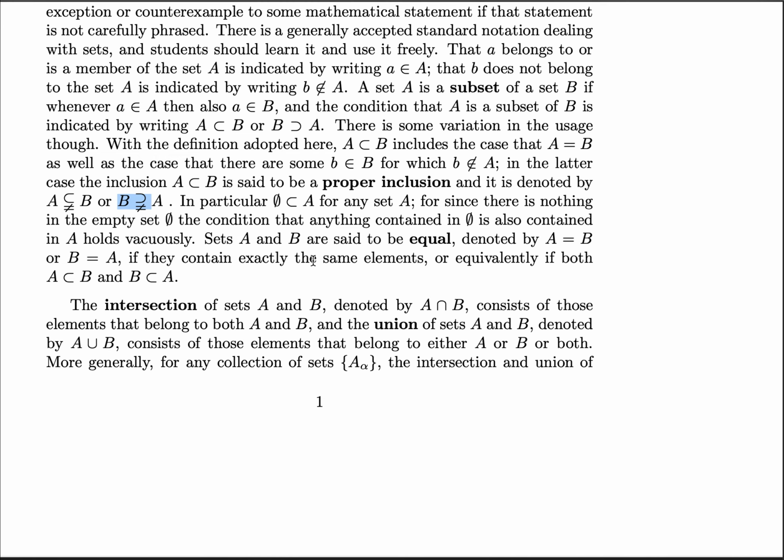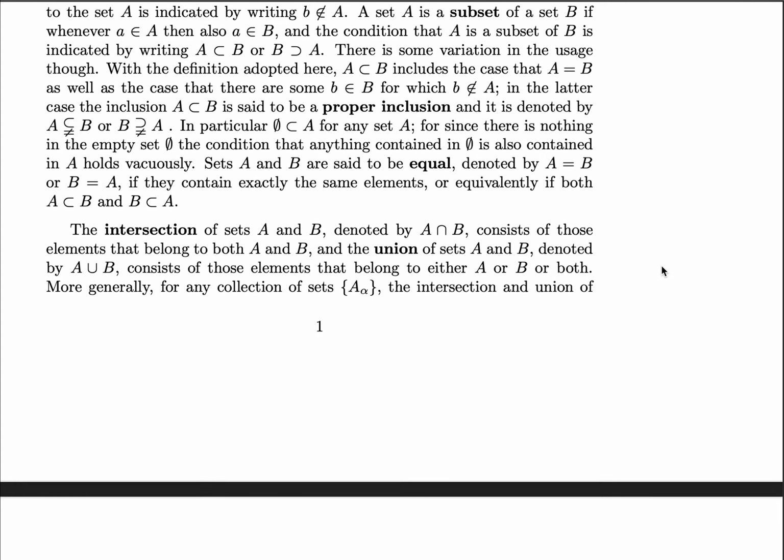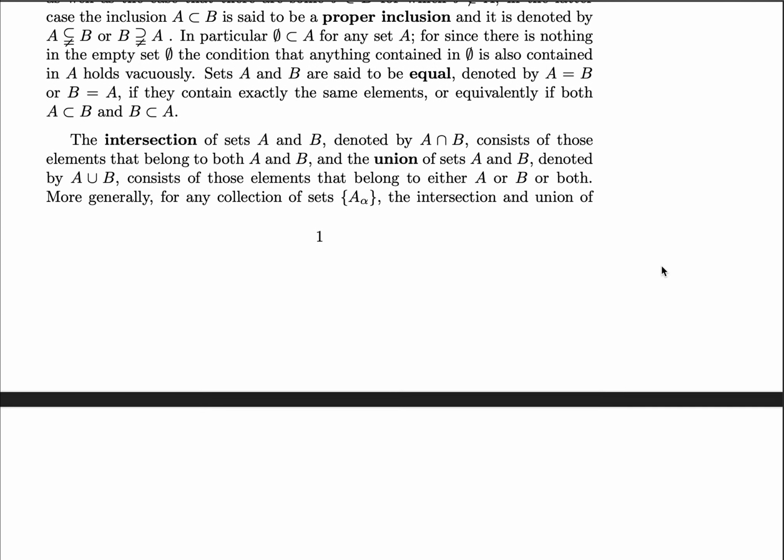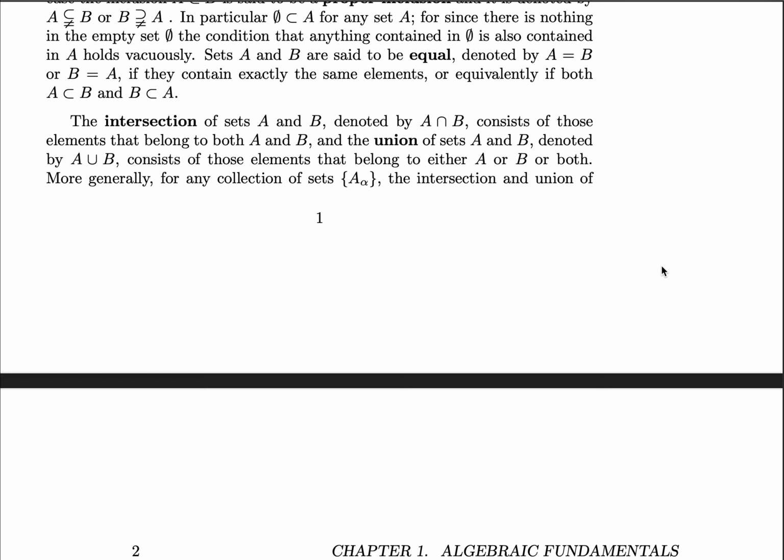Sets A and B are said to be equal, denoted by A equals B, if they contain exactly the same elements, or equivalently, if both A is a subset of B and B is a subset of A. From here, we consider the intersection of two sets. If we have the intersection of two sets A and B, which we denote A intersect B, we are considering those elements that belong to both A and B. Additionally, we have the union of sets A and B, denoted by A union B, which consists of those elements that belong to either A or B, or both.